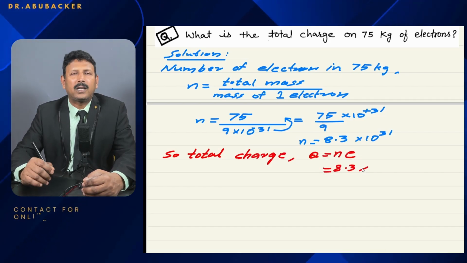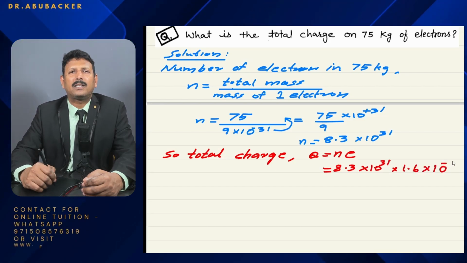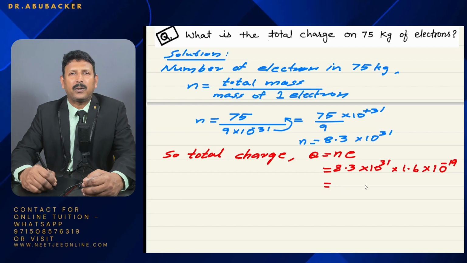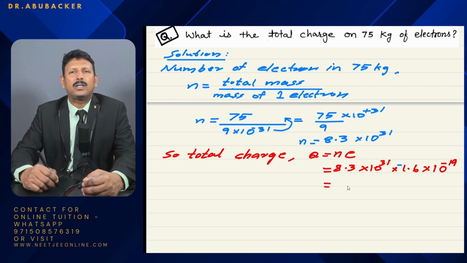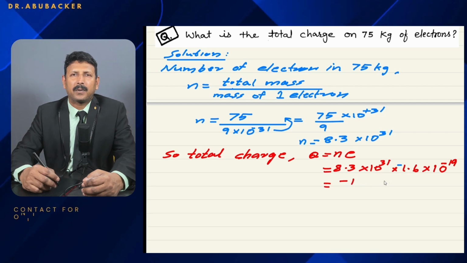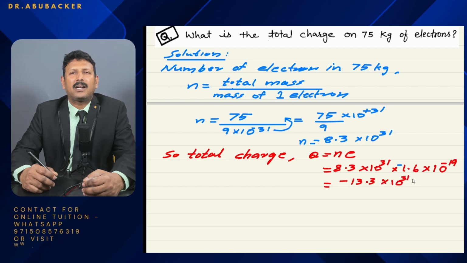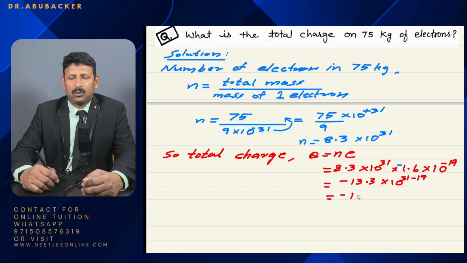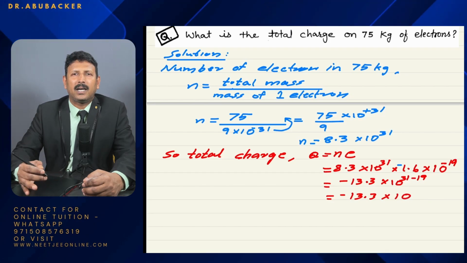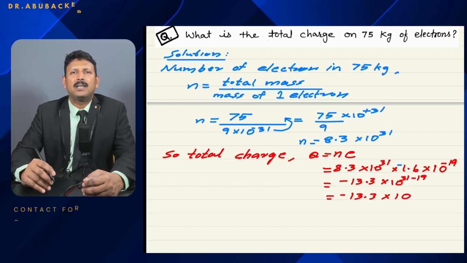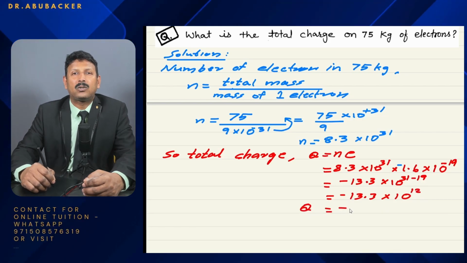Now the actual question is, what is the total charge? Quantization, just now we saw the property, right? Q is equal to total charge is equal to N into E. So N we have now, E also we have, because the charge of an electron is 1.6 into 10 raised to minus 19. It is recommended to use a minus along with 1.6 because the charge of an electron is negative. So the answer is minus 13.3 into 10 raised to, you do the exponent addition. Then you will get minus 13.3 into 10 raised to plus 12 after adjustment.